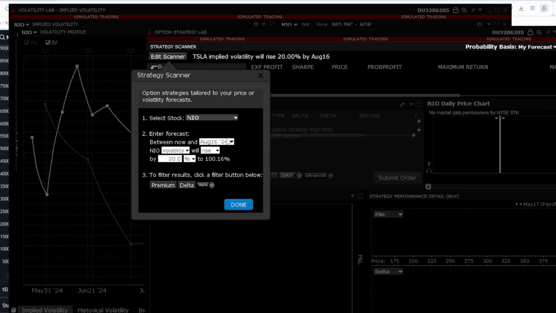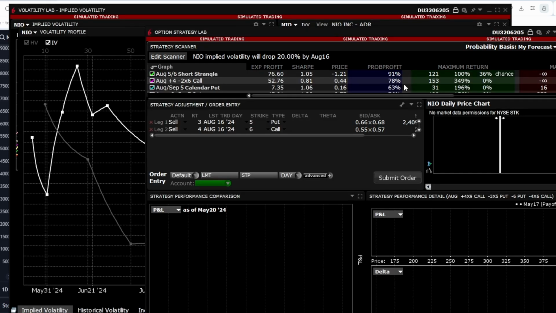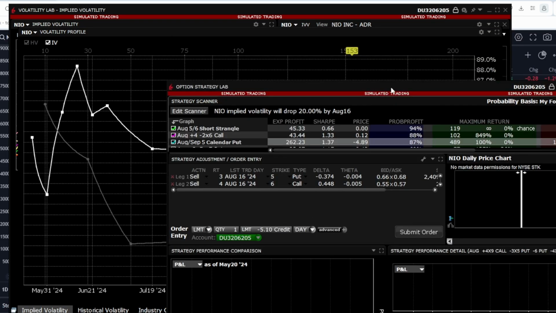Let's see what strategies artificial intelligence suggests. Let's say we want to develop a strategy for August and predict that volatility will drop by 20%. We are given several strategies, and one of them shows almost 91% profit potential. Let's take a closer look at it.